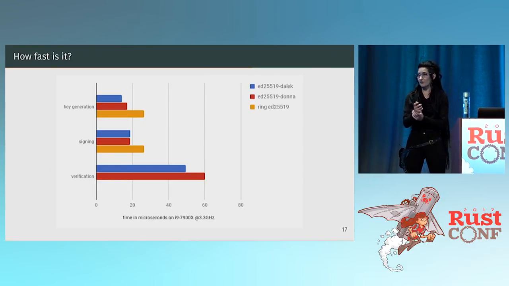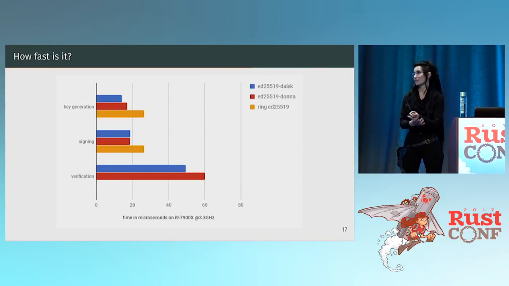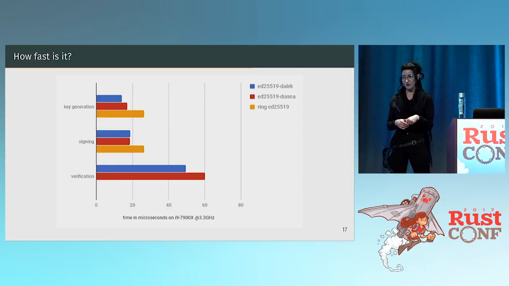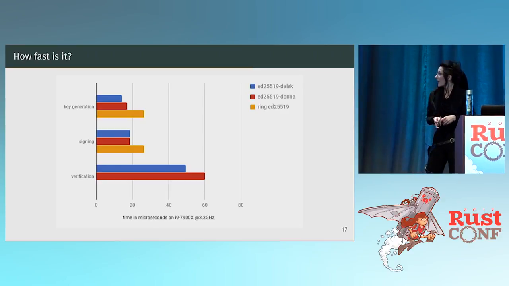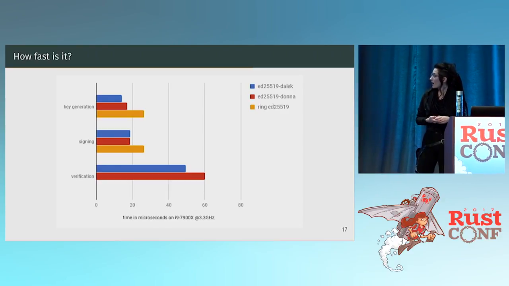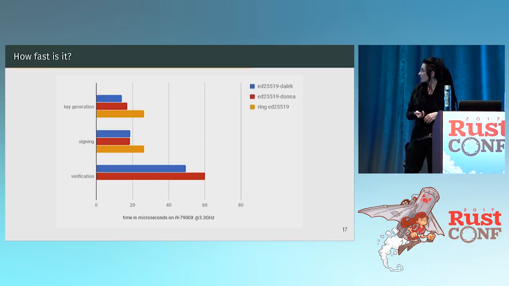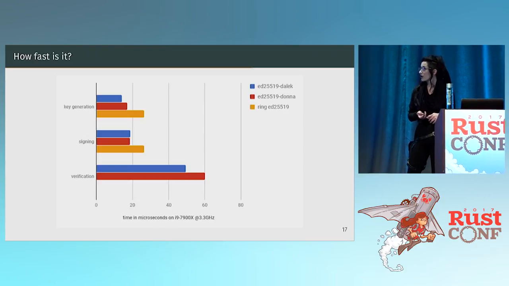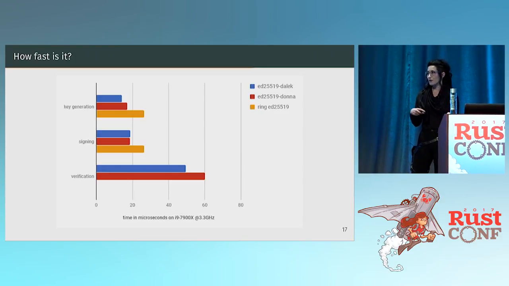Ed25519 Donna is an implementation of optimized assembly. It's what Tor currently uses by default. And as you can see here in the red, our performance is comparable to Donna, slightly better for things like verification. And then I also threw in a general comparison so that you understand what the numbers are kind of supposed to be.